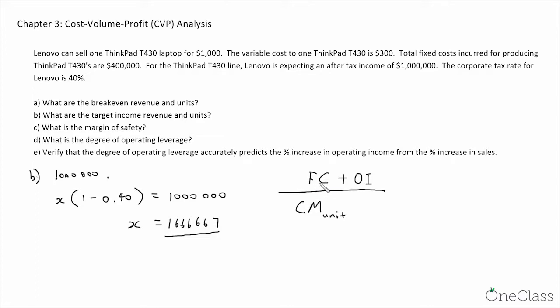And then after we break even, we need to cover all the operating income. So that's why we add operating income here on top of this on the numerator. Now, if we write out this equation, put the numbers in, 400,000 plus the operating income of 1,666,667 divided by still 700.